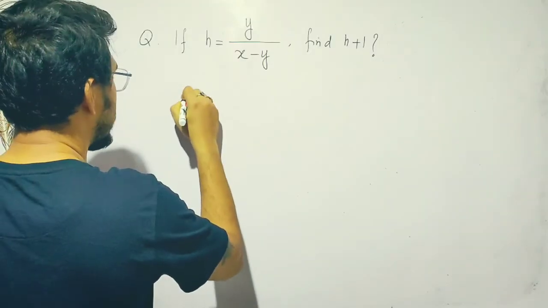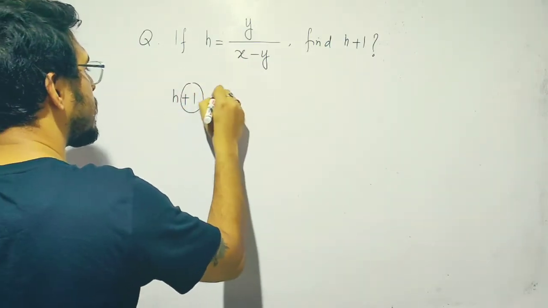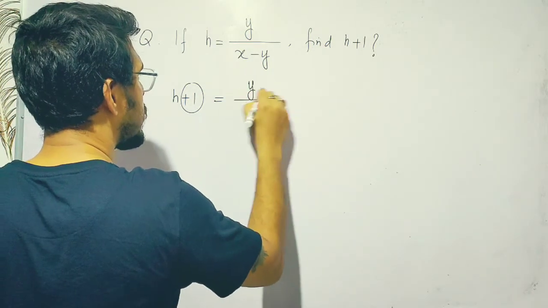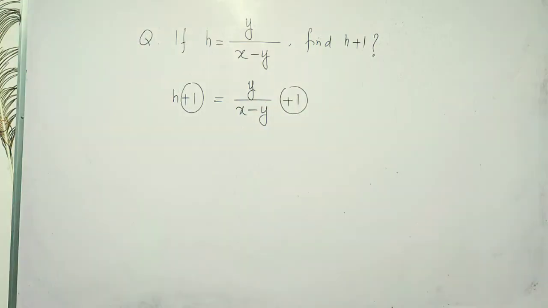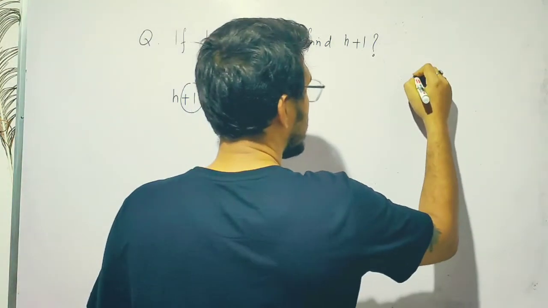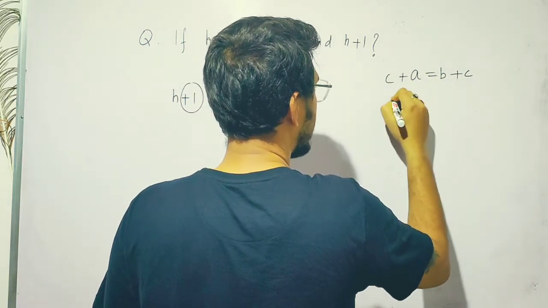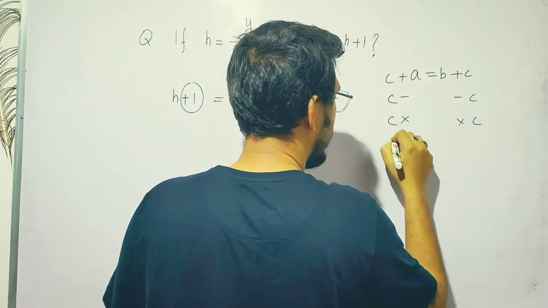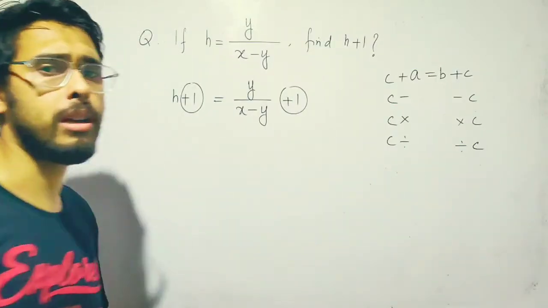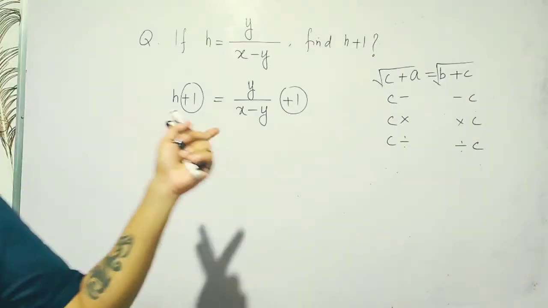So h plus 1, see, I'll directly do it. When you are adding plus 1, that means on the result, that is on the RHS, you also need to add plus 1. Right? For example, if we have A equals B, and you are adding C to one side, you have to add C to the other. If you are subtracting C, you have to subtract C. If you are multiplying by C, you have to multiply by C. If you are dividing by C, you have to divide by C. Whatever you are doing, if you are taking a square root, you have to take the square root. Whatever you are doing, you have to repeat on the other side.